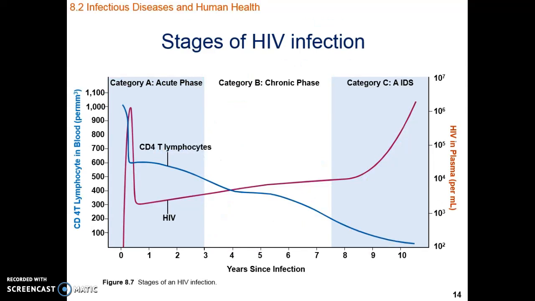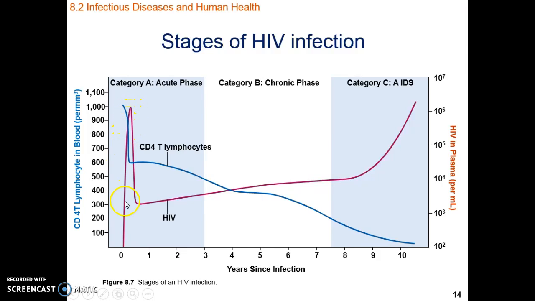All right, now this is one piece of information that you want for your study guide. What are the stages of HIV infection? You have the acute phase, the chronic phase, and then you have AIDS. So, looking at a timeline here, years since infection. Right after infection, the purple line here is HIV in the plasma, so the amount of virus that can actually be detected in the blood. Very high initially. See, it peaks right up there.